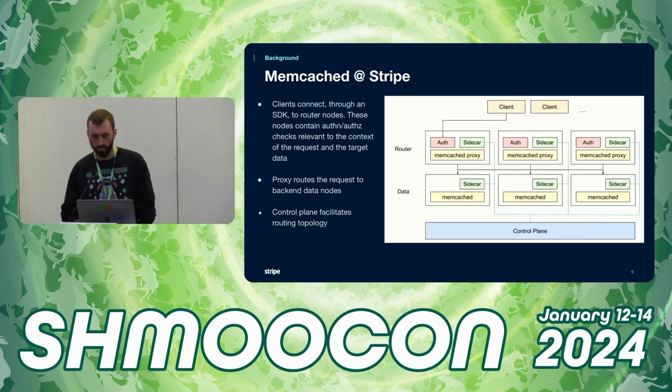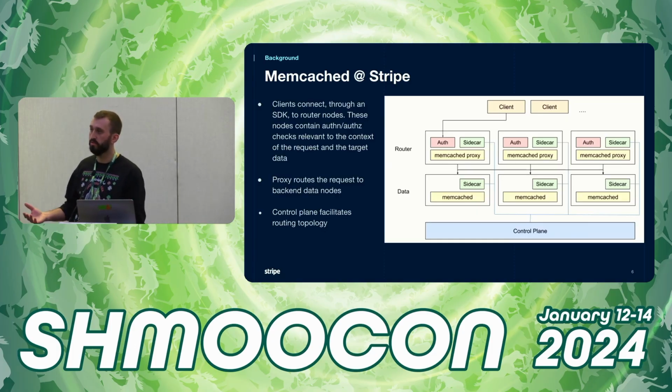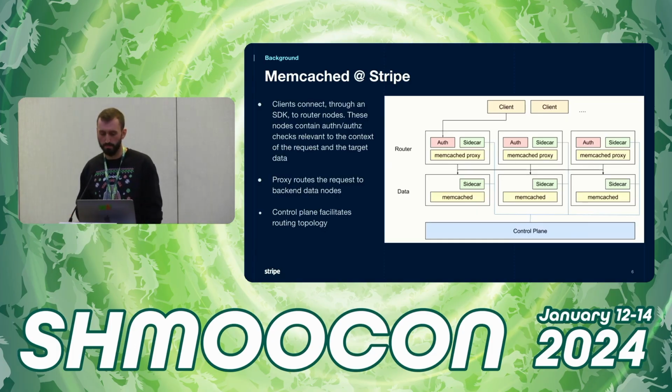Importantly, also to note here is that we have sidecars running in every single router and data node, and this gives us health checks and visibility into how our Memcache services are performing, but also allows us to perform some of the topological updates to the actual routes on demand.